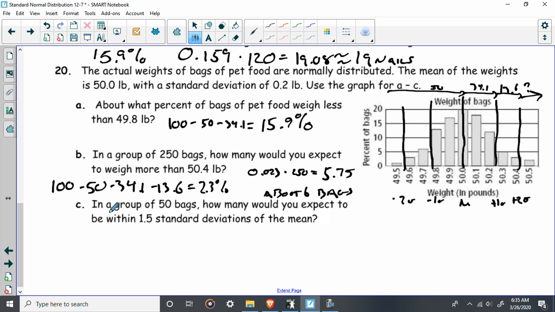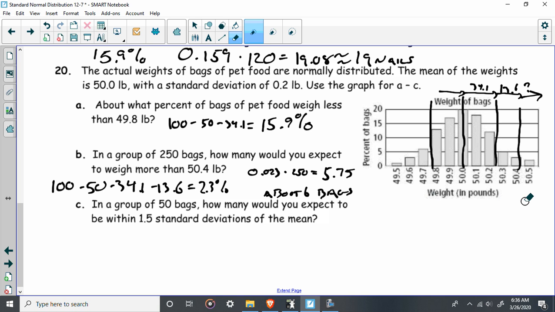Okay. So in a group of 50 bags, how many would you expect to be within 1.5 standard deviations of the mean? Okay. So this is a little bit of an introductory kind of question. Don't want to get too much into half standard deviations yet, but we can. So if you had a half a standard deviation away, here's the tricky part.